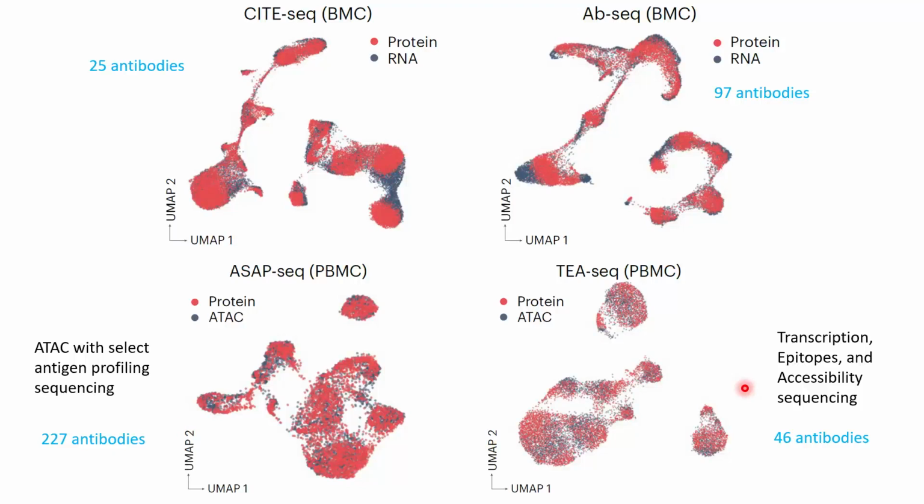The fourth technology is TEA-seq, which means transcription, epitopes, and accessibility sequencing. In this dataset, it has 46 antibodies. Like the ASAP-seq data, here they also integrated the protein data and the ATAC data. You can see from these four datasets, the MaxFuse package can integrate the data very well for protein and RNA, and protein and ATAC-seq.